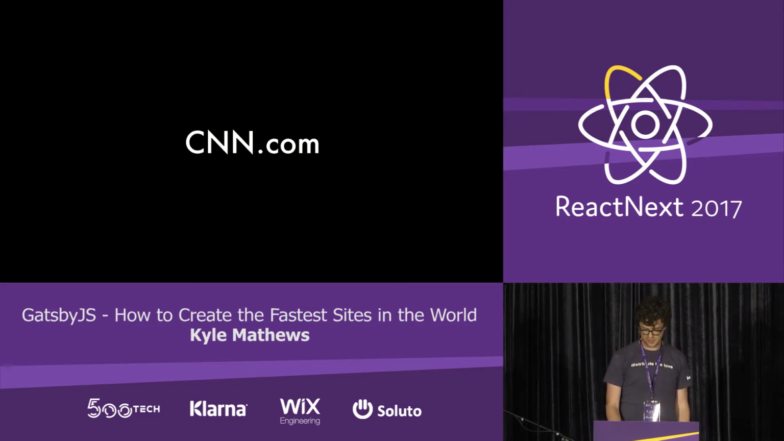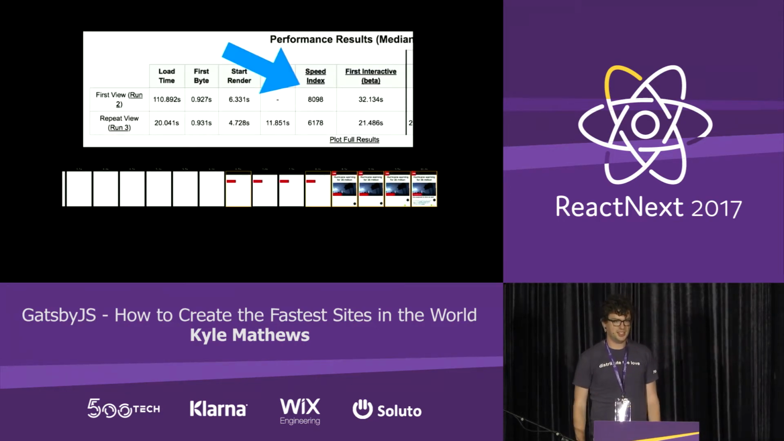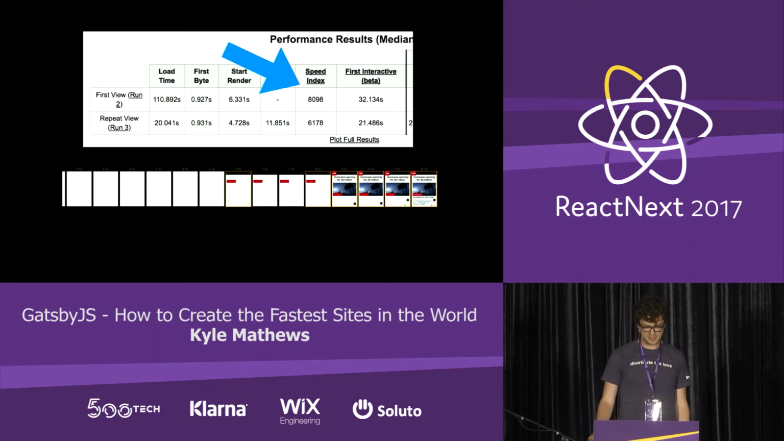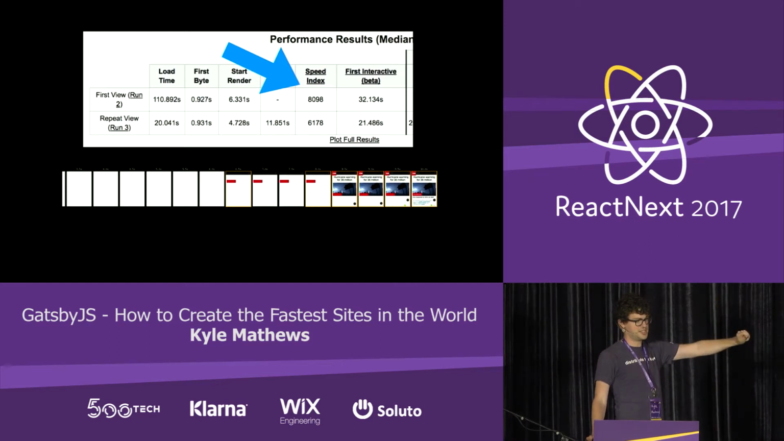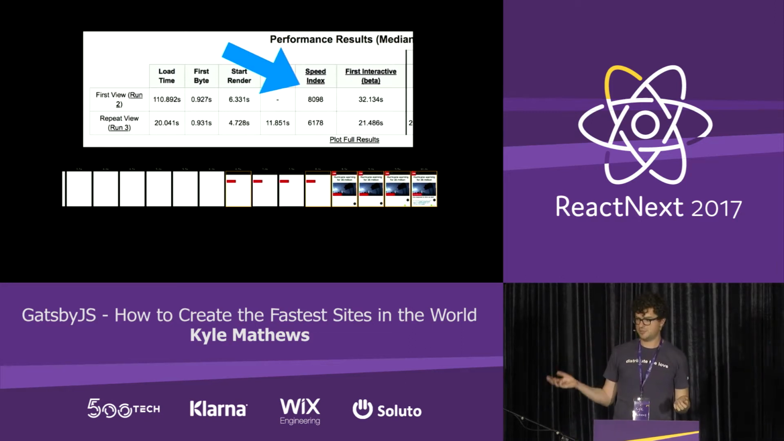But let's jump into some examples. So this is the result of a web page test on CNN.com, and that big fat blue arrow is pointing at the speed index for the first view. With web page test, you can set it up so that it does two runs, where it'll load the site, then close the browser down, open the browser again, and load it again. So it tests what it'd be like with a cache, but not a hot cache. It's like just pulled off the disk.